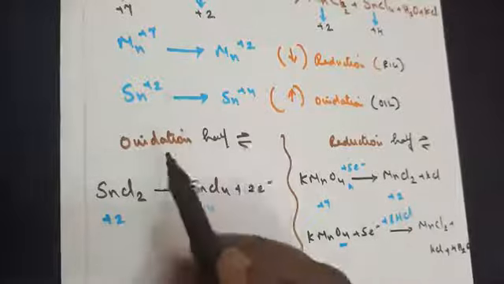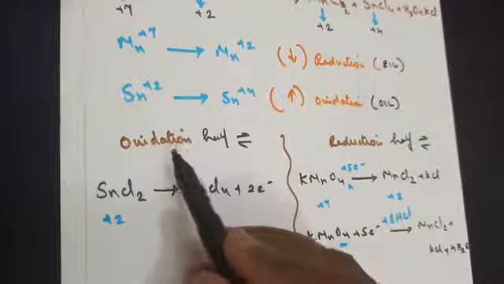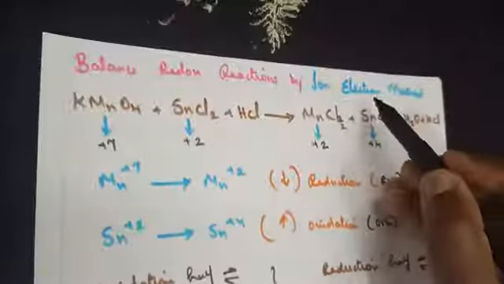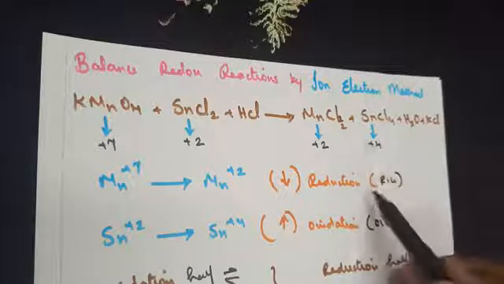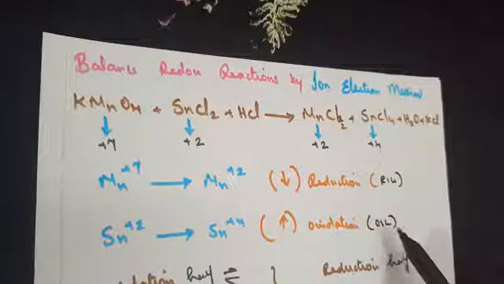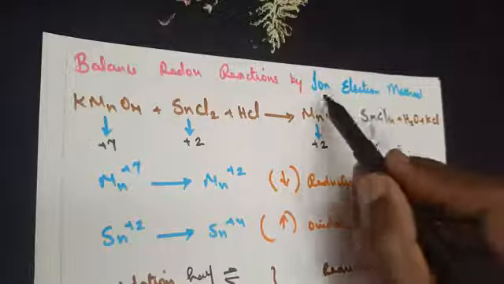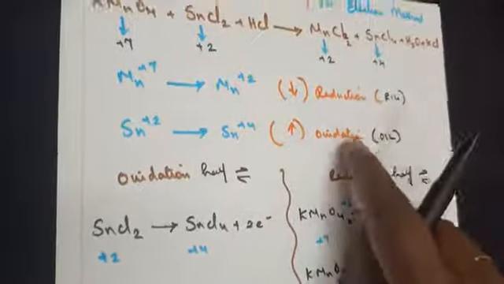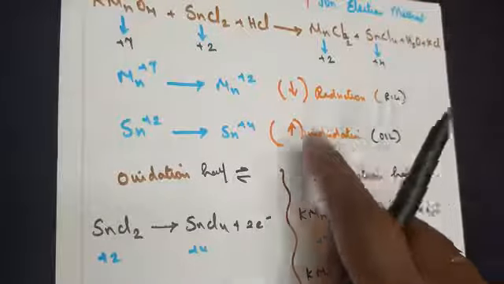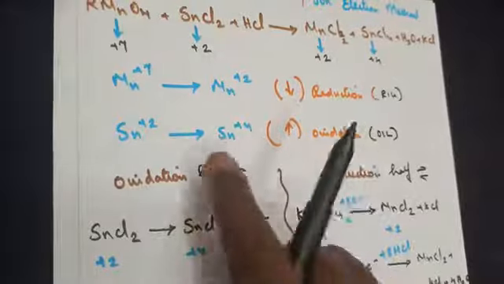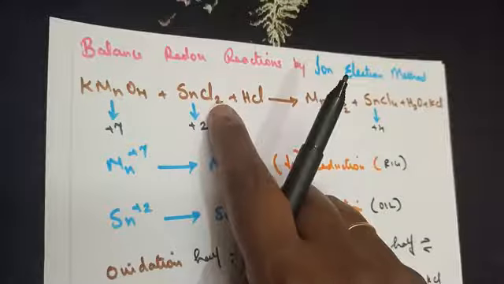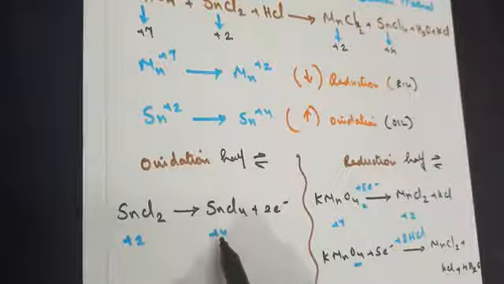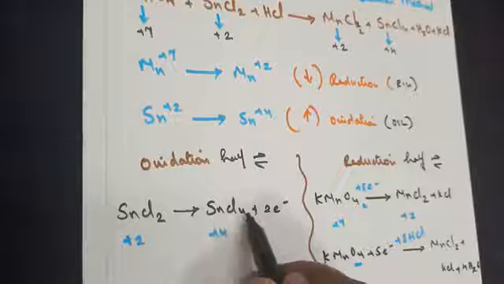Point number 3, you have to split and write in terms of the oxidation half reaction and the reduction half reaction. Why is it so? Because we are going to add the electrons in terms of reduction and remove the electrons in terms of oxidation. That's the method called the ion-electron method to balance the redox reactions. Now first, oxidation. Which element is undergoing oxidation? Stannous. Stannous is found in the form of stannous chloride and stannic chloride. So I'm writing: stannous chloride loses 2 electrons to become stannic chloride.